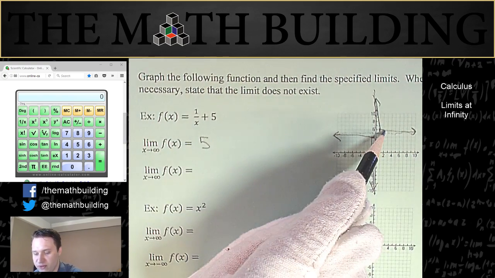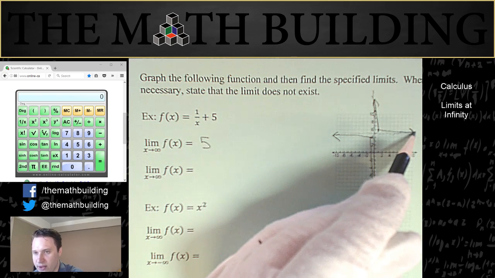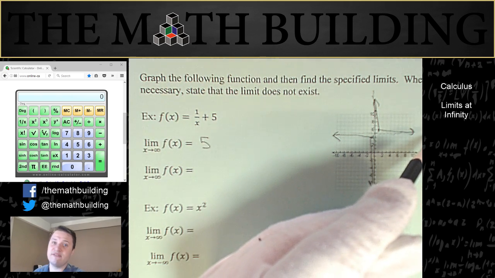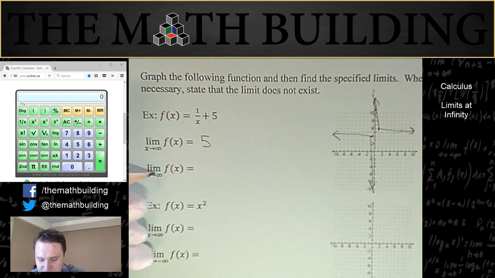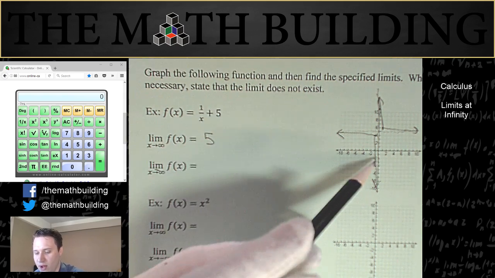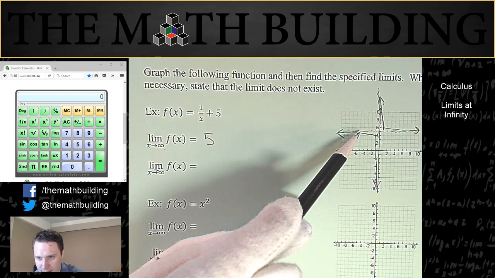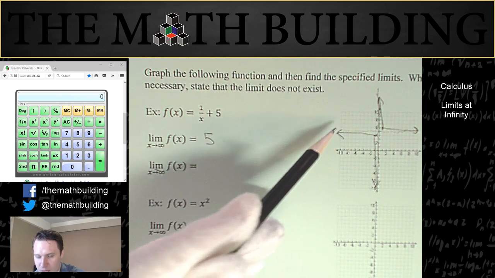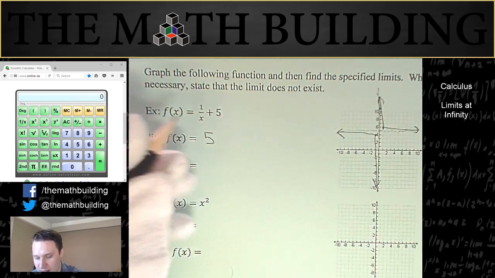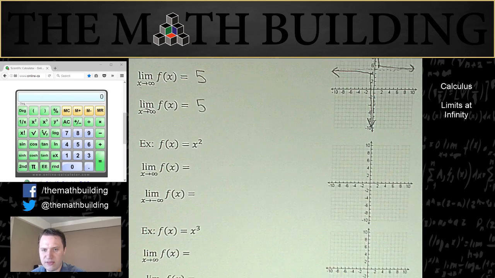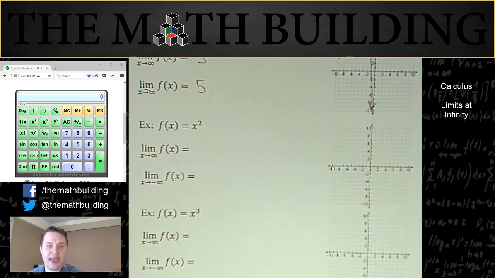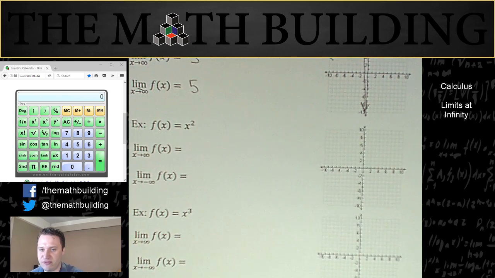So as x goes to infinity, we're getting closer and closer and closer, never equaling 5, but that's the limit that we're approaching. This should say negative infinity. What would the limit be as x approaches negative infinity? Well, now we're on this branch and we're going this way. And as you can see, although we're approaching it from the bottom this time, it's going to equal the same number. It's going to equal 5. This is what's called the end behavior, by the way, the end behavior of the function.